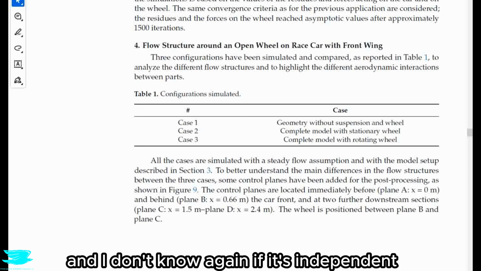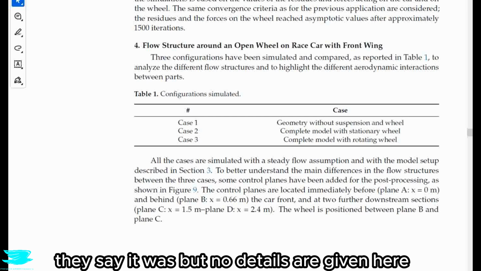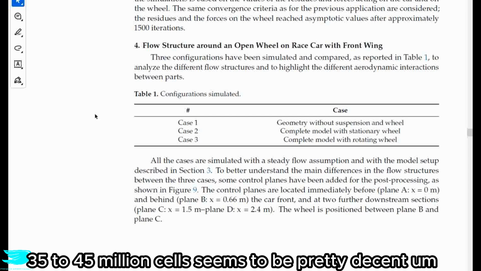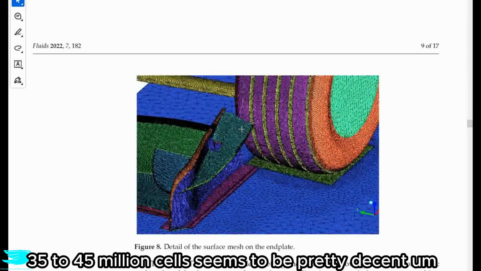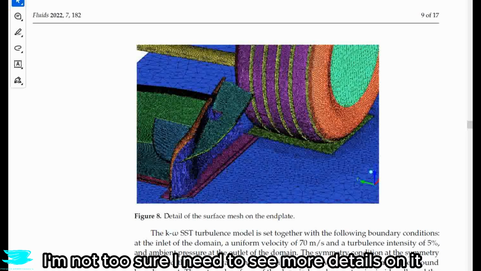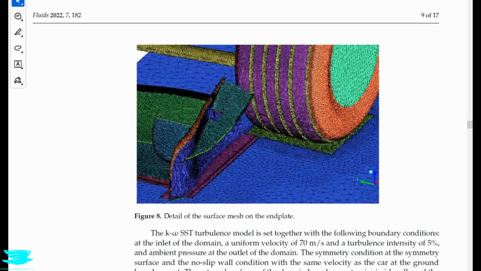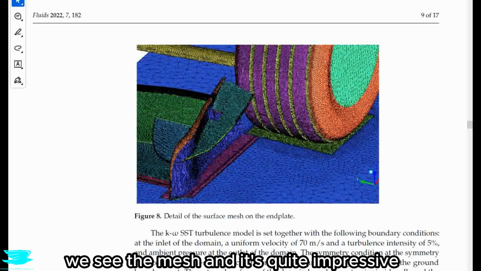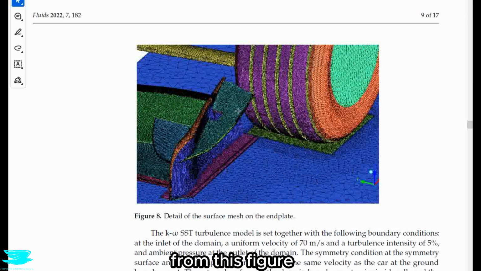And I don't know, again, if it's independent. They say it was, but no details are given. Here, 35 to 45 million cells seems to be pretty decent. So I guess it's okay. I'm not too sure. I need to see more details on it. Anyway, in figure 8, we see the mesh, and it's quite impressive from this figure.